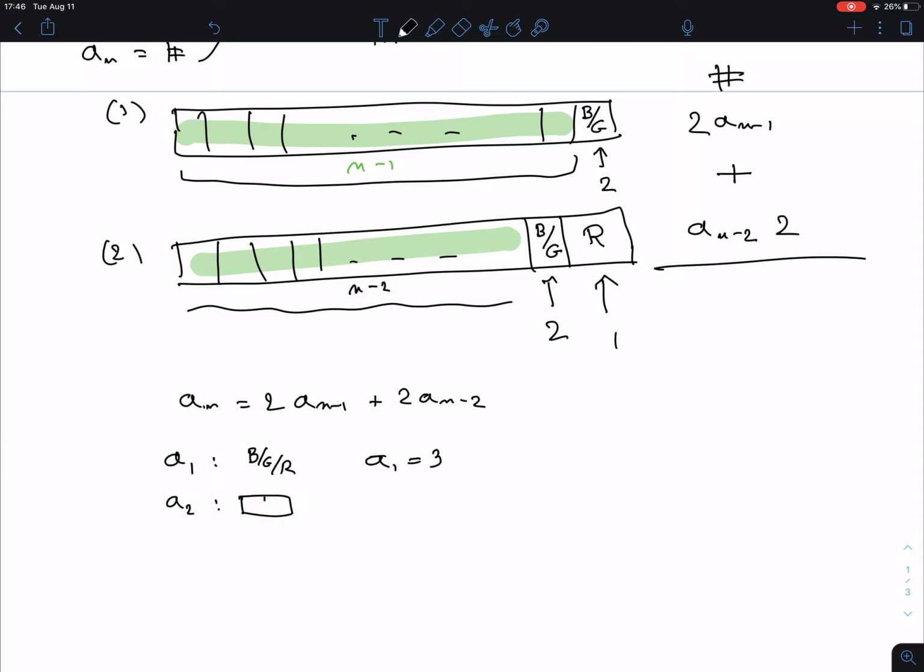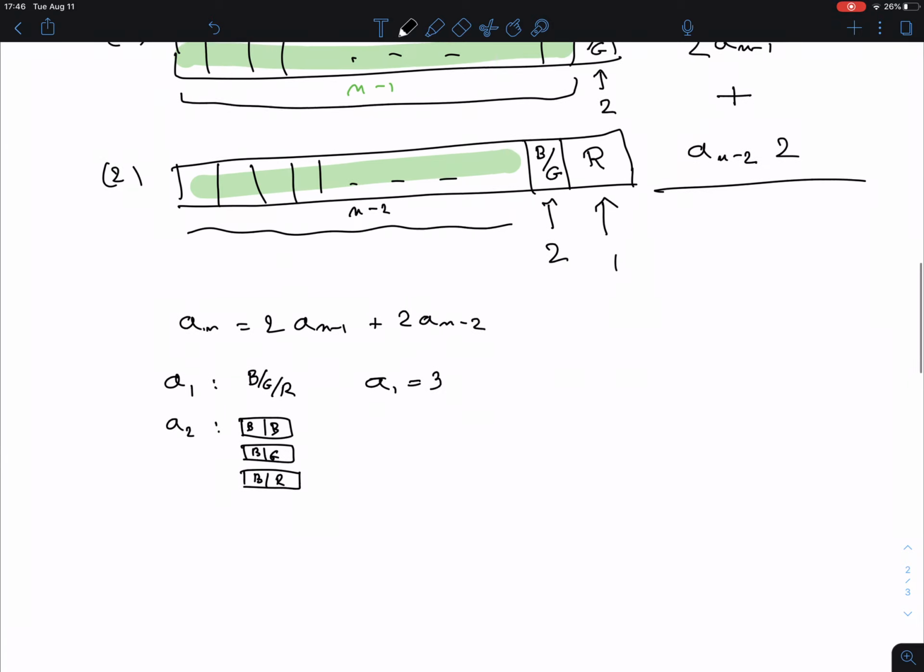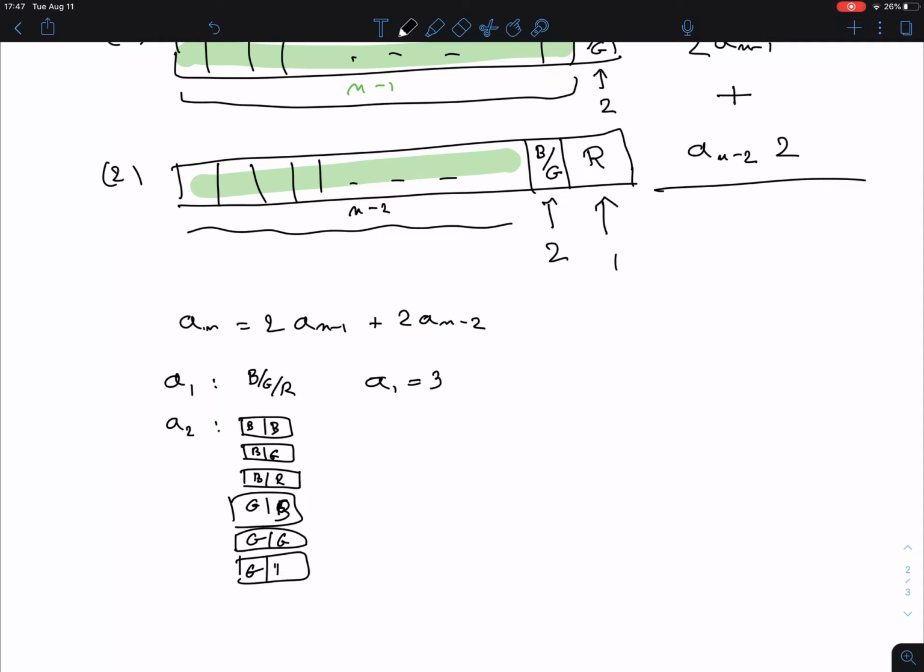What are the valid tilings if I have 2? Well, let's see. Blue blue, blue green, blue red, green blue, green green, green red, and then red blue, red green, but not red red.